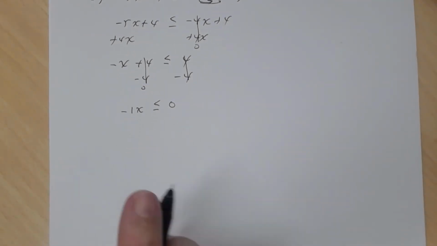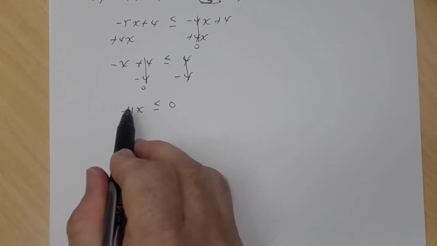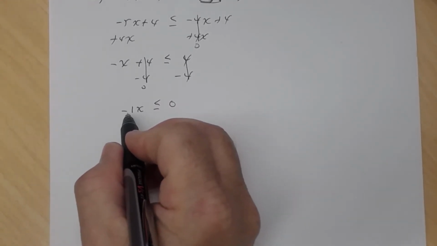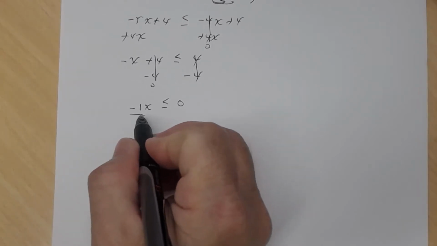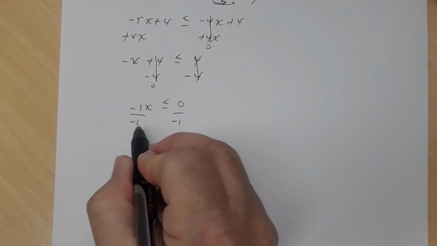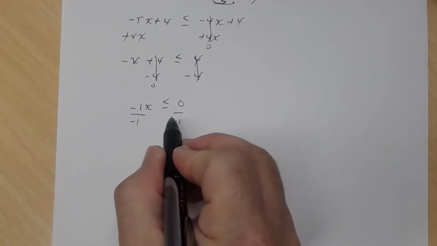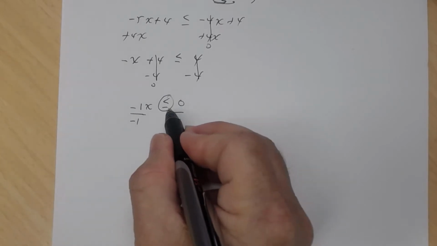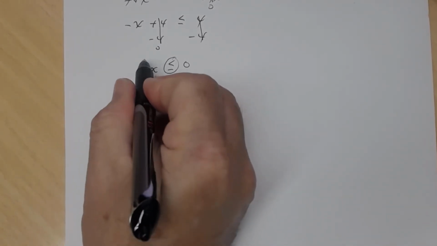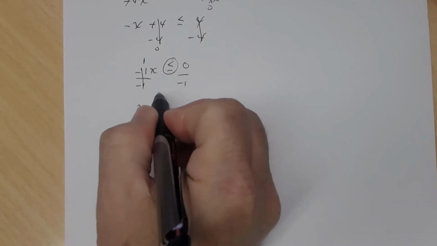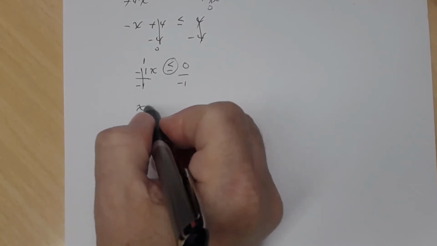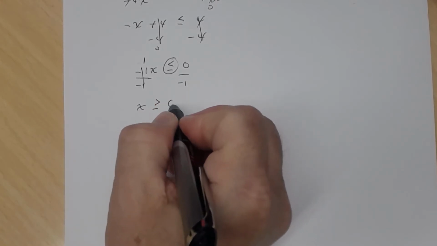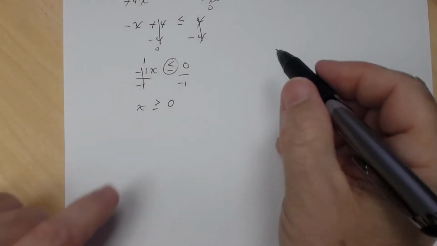All right, now you have to be careful. I need to get x by itself. This is a negative 1x, so I need this to be a positive 1. The opposite of multiplying by negative 1 is to divide by negative 1. So notice I'm dividing both sides by a negative number. Whenever you multiply or divide both sides of an inequality by a negative number, you've got to reverse the inequality symbol. So negative 1 divided by negative 1 is 1. 1 times x is x. So the solutions would be any real number that's greater than or equal to, and then 0 divided by negative 1 is 0.